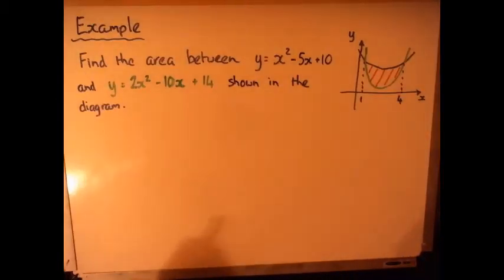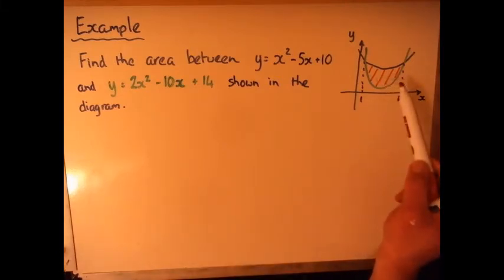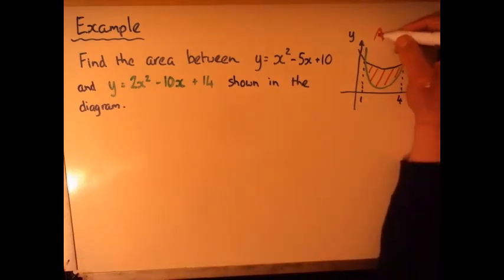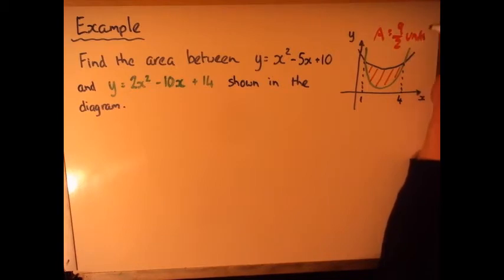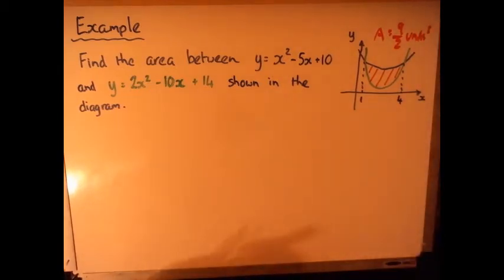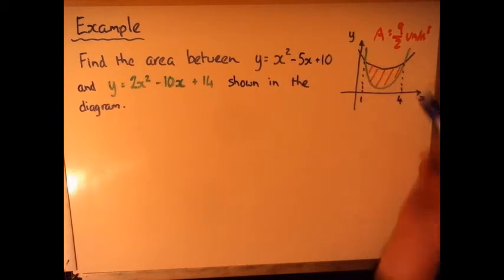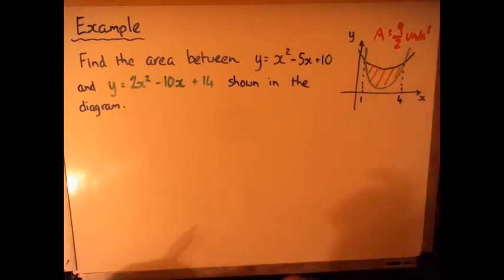Okay, so we're going to return to our starter question. Again, we're going to find this red area. From the starter, we already know that we should be getting an area of 9 over 2 units squared. In the starter, we found the area under the blue curve and the area under the green curve, and we realised that this red area is the difference between those two.